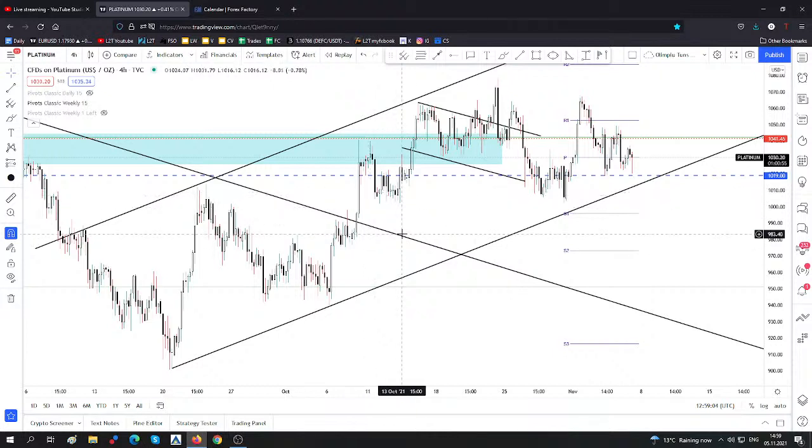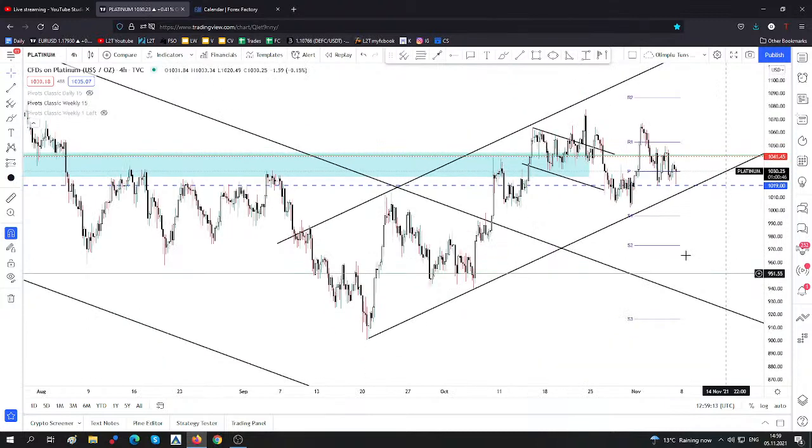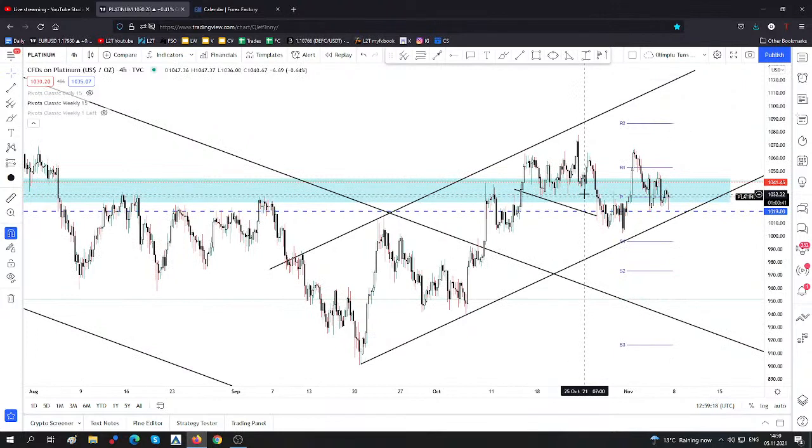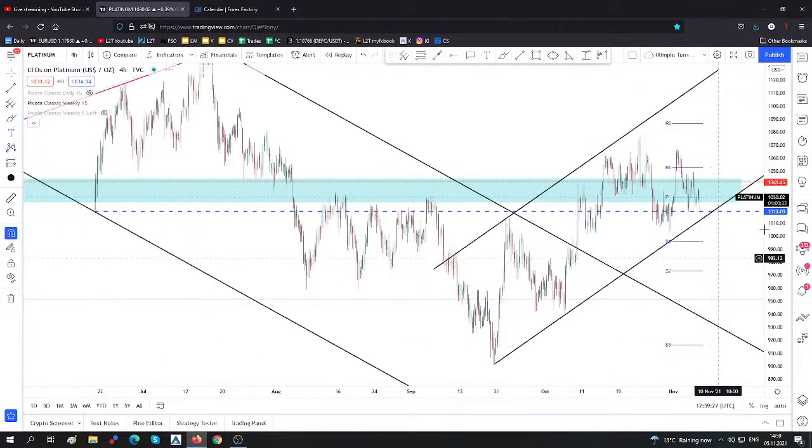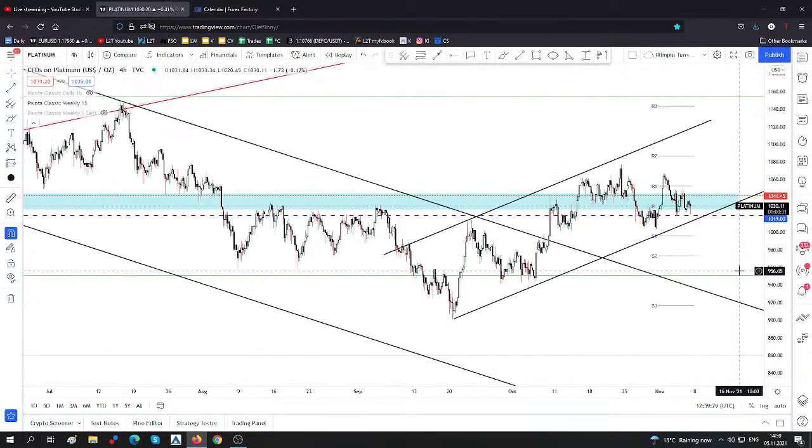Okay, sorry about that. So let's take a look here on Platinum for Giovanni. Support 1020. Giovanni, I believe I've talked about this market in my previous webinar, and I've talked about 1019 as support, and I still believe that it's still a support.